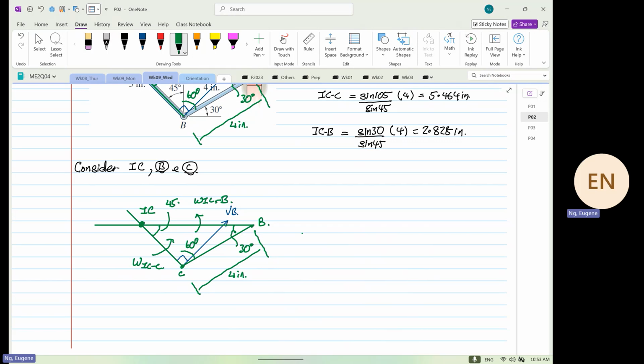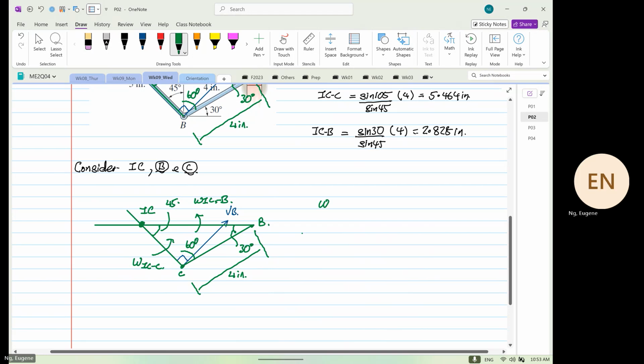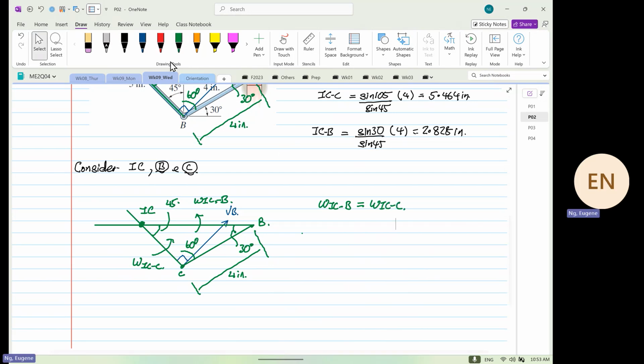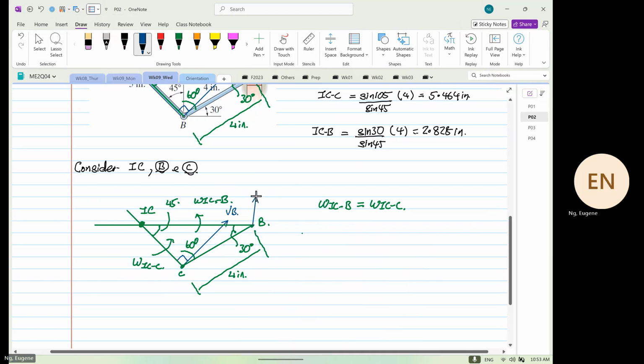So from here, what we can write down is omega ICB is equal to omega ICC. The thing that we know is that this direction over here is equal to 12 inch per second, and that's our VB. From here, we can write out VB.